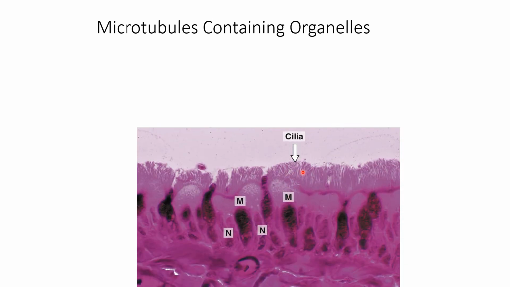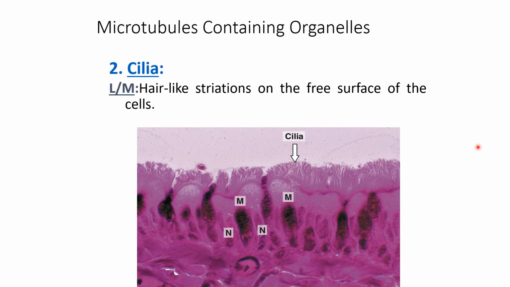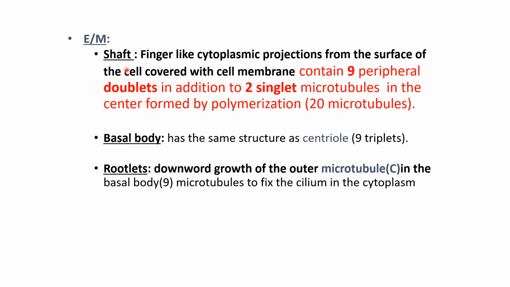This is an LM picture of the cilia projecting at the surface of the cell. By LM, the cilia appear as hair-like striations on the surface of the cell. By EM, they are finger-like cytoplasmic projections from the surface of the cell, covered by cell membrane, containing 9 peripheral doublets in addition to 2 singlets. So 9 by 2 is 18, plus 2 singlets equals 20 microtubules.